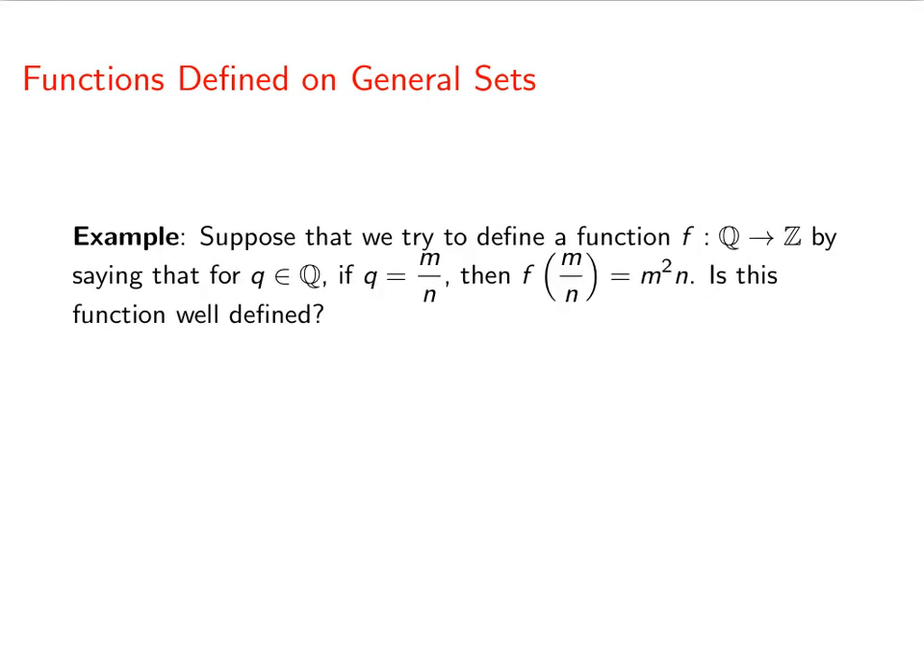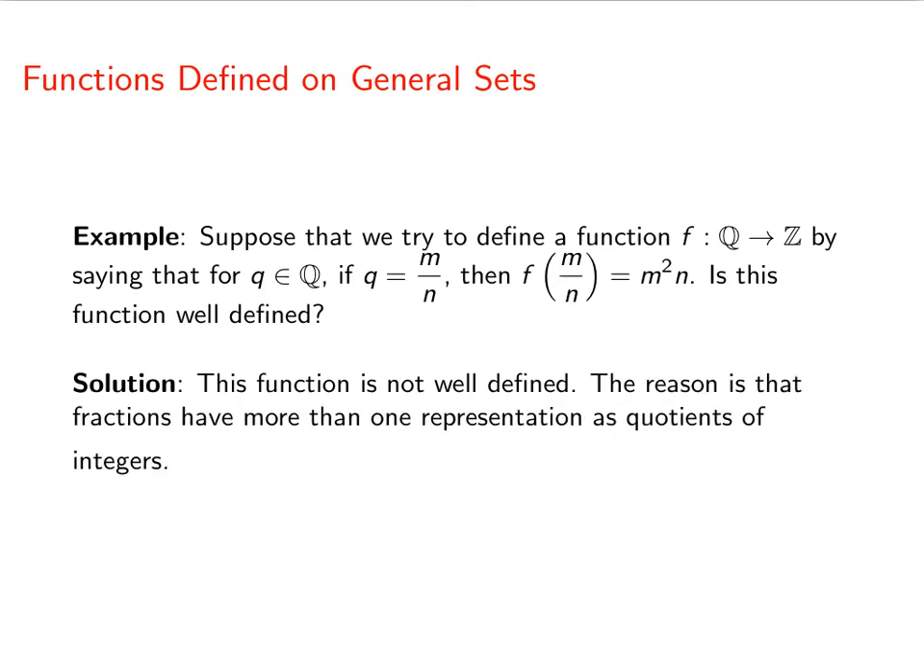Let's try another example. Let's try to define a function that maps the rationals into the integers by saying that if we have q, which is a rational number, and we write it as m over n, where m and n are integers, then we'll say that f of m over n is equal to m squared times n. Is this function well defined? All right, it's not well defined. And the reason boils down to the fact that fractions have more than one representation as quotients of integers.